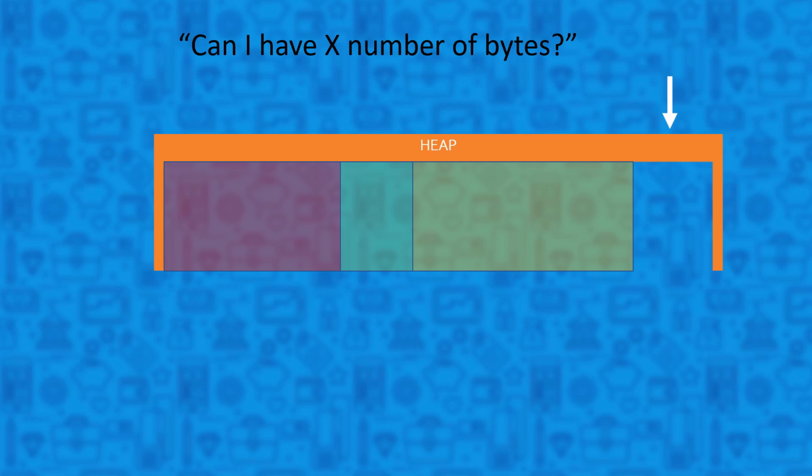So, unlike the stack, nothing gets automatically removed from the heap. While with the stack, when I exit a method, it pops those items off, with the heap, those items will stay there until we kill our process. And this is where memory leaks come from.